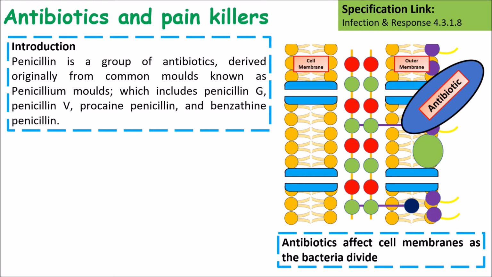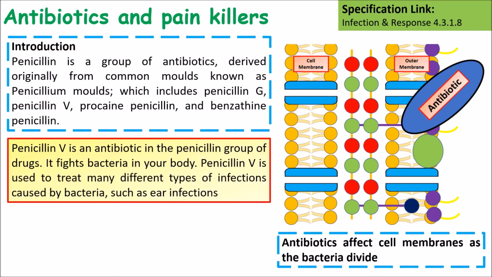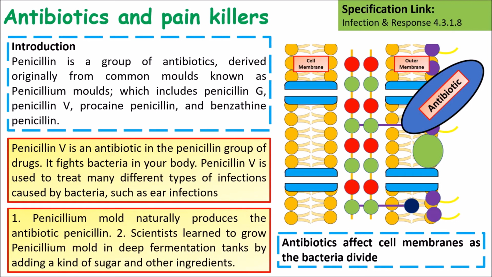Penicillin is a group of antibiotics derived originally from common moulds known as Penicillium moulds. Penicillin V, for instance, is an antibiotic in the penicillin group. It fights bacteria in your body and is used to treat a number of different infections, such as ear infections. Penicillium mould naturally produces the antibiotic. Scientists learned over a number of years that if you put the mould into deep fermentation pans and add sugar to it, it will produce the penicillin.